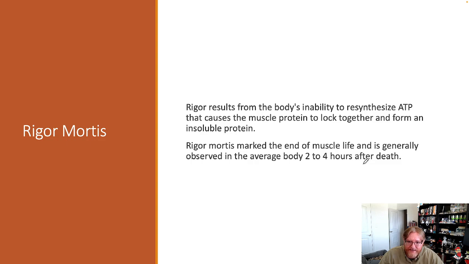Rigor results from the body's inability to resynthesize adenosine triphosphate, ATP, that causes the muscle protein to lock together and form an insoluble protein. Rigor mortis marks the end of muscle life and is generally observed in the average body 2 to 4 hours after death. When you hit rigor mortis, that means your muscle cells are dead.